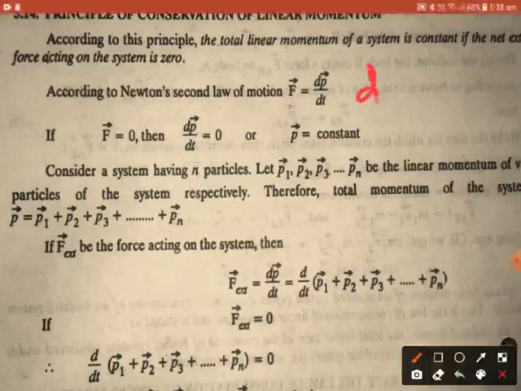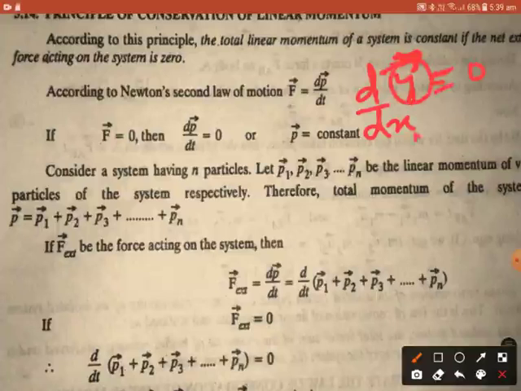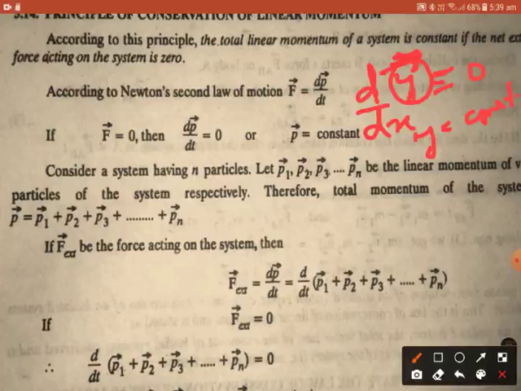So that means differentiation d by dx of, say, y, if it comes out to be 0. It may be a vector quantity or may not be. For us, as momentum is a vector quantity, let's take it as a vector quantity. If the differentiation of y with respect to x comes out to be 0, then y must be a constant. Got it? Likewise here also the same thing.